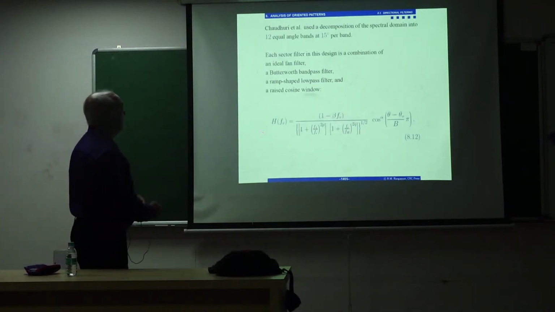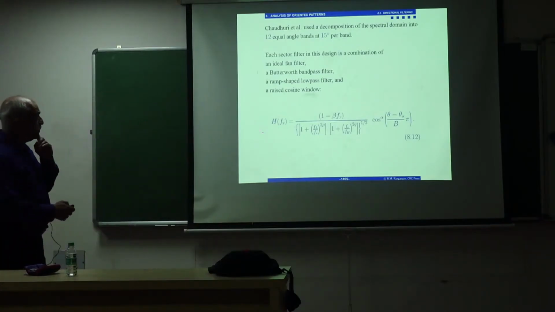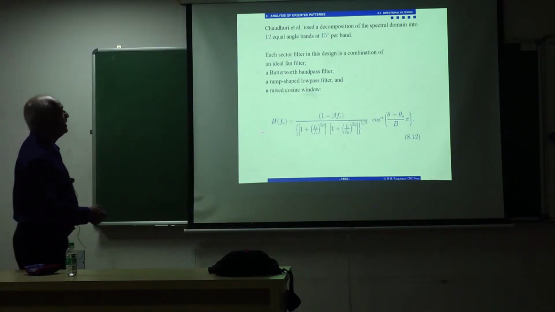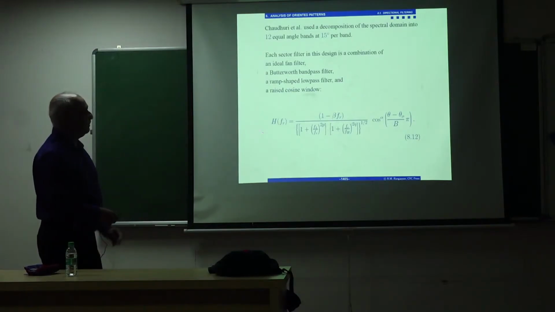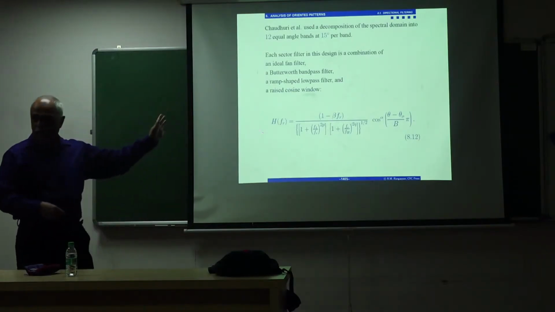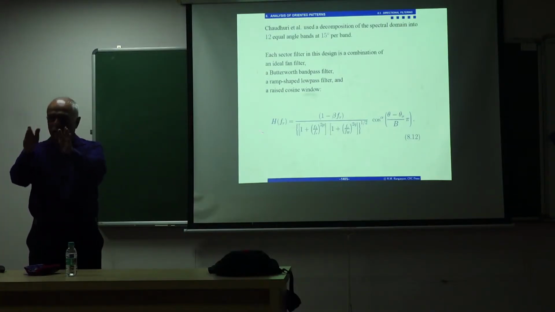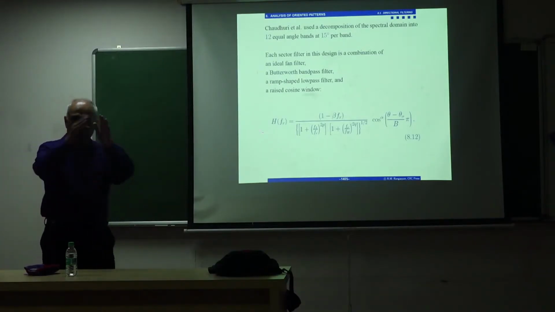So Chowdhury designed a filter to minimize such artifacts. We broke the spectral domain into 12 bands of 15 degrees each, and we made a combination of the fan filter, like you saw before, but the fan filter is ideal. You want to make that transition smooth. So we put a cosine function in the angle. But the cosine function also ends there.